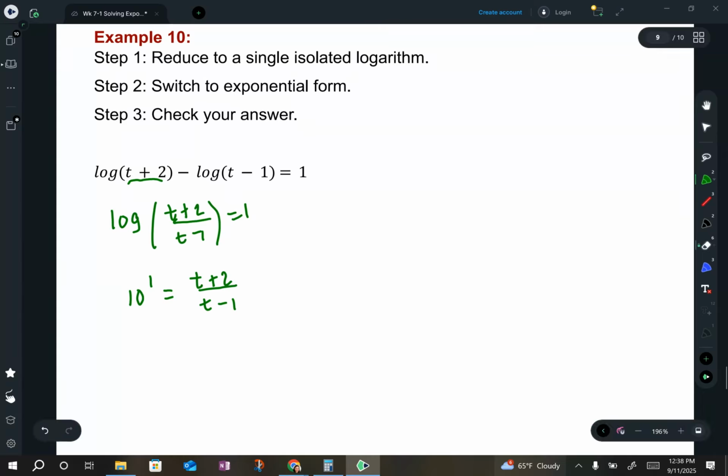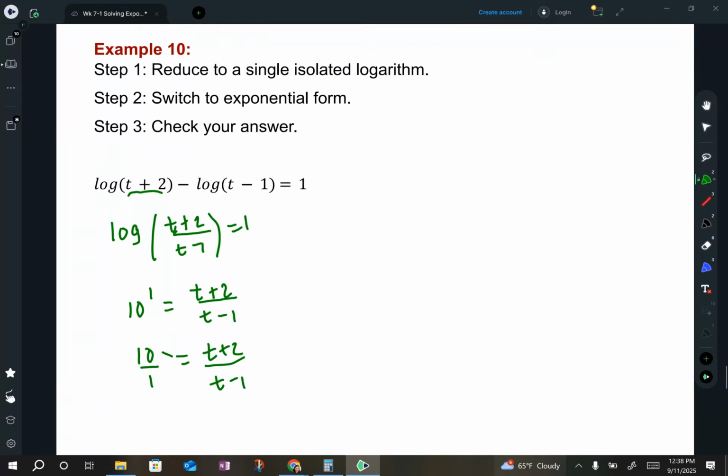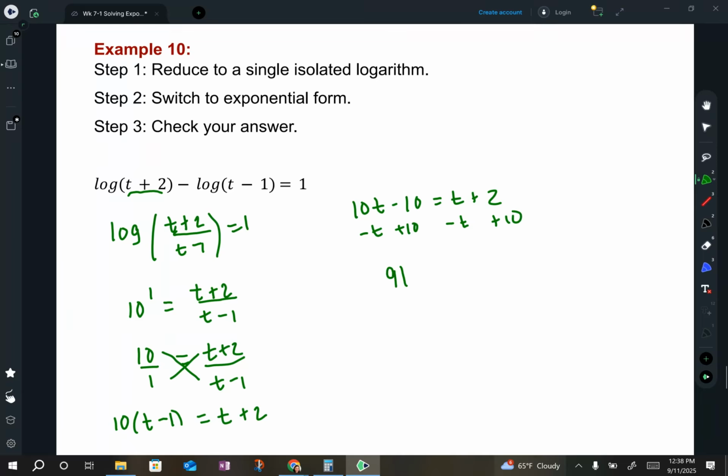There's a couple different ways you can go about solving this. A lot of people like to just think about this as 2 fractions or 2 proportions. So 10 to 1 is the same as (t plus 2) over (t minus 1), and then you just cross multiply. So 10 times (t minus 1) equals 1 times (t plus 2). So 10t minus 10 equals t plus 2. Minus t from both sides, add 10 to both sides, 9t equals 12. Divide by 9, and we get t is equal to 12/9 or 4/3.